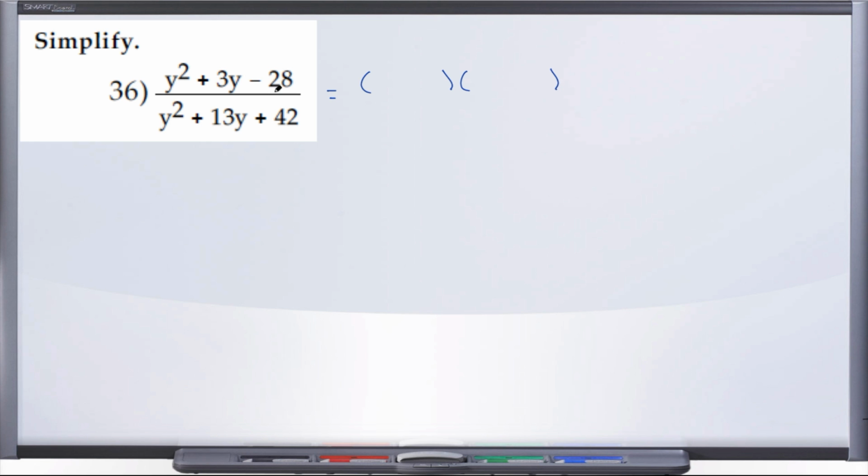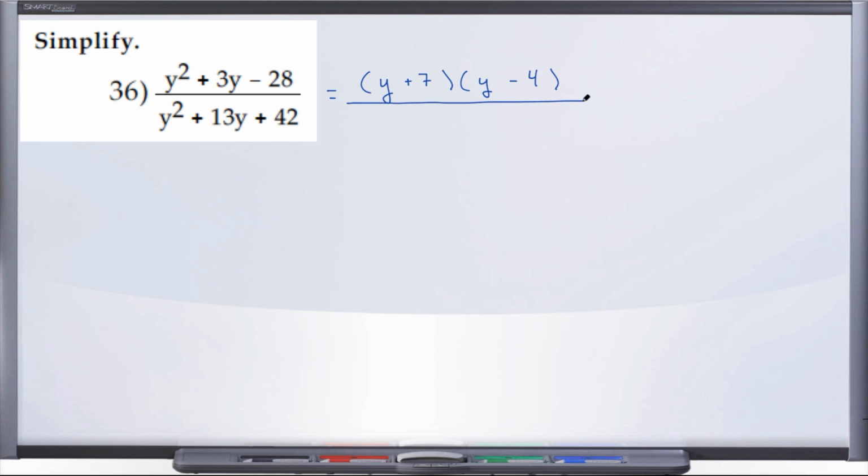So we're looking for factors of 28 that subtract to give us a positive 3. And because we're working with y squared, let's go ahead and break that y up. All right, again, factors of 28 that subtract to give us a positive 3. Well, how about a plus 7 and a minus 4? Because 7 times negative 4 gives us negative 28, and positive 7 minus 4 gives us positive 3. So 7 and negative 4 work.